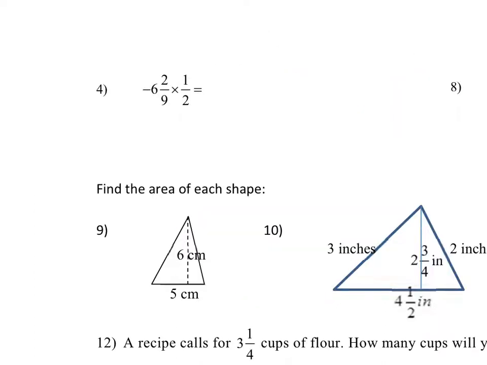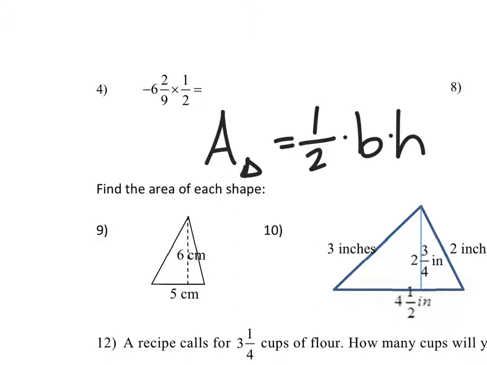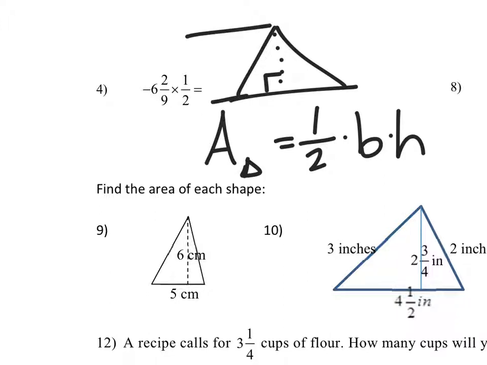For 9 and 10, we have to remember that the area of a triangle is 1/2 times the base times the height. Now the base and the height are always created by a 90-degree angle with one of the other lines. So if we see a triangle like this, we may see a dotted line like that with the right angle. These ones aren't showing that right angle, but that dashed line is showing the height of the triangle, right? We'll say that it's this tall height.